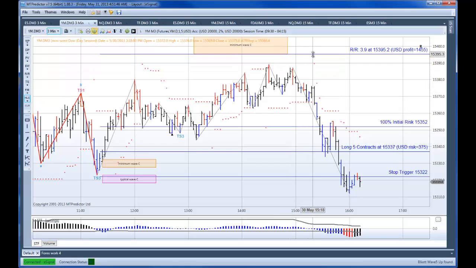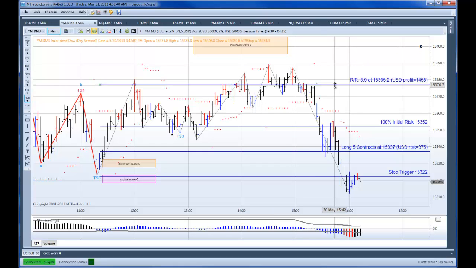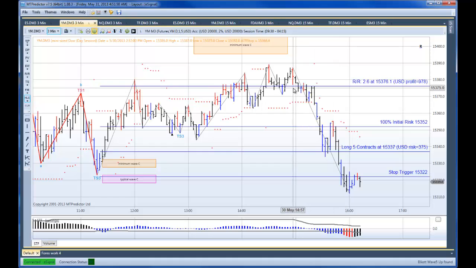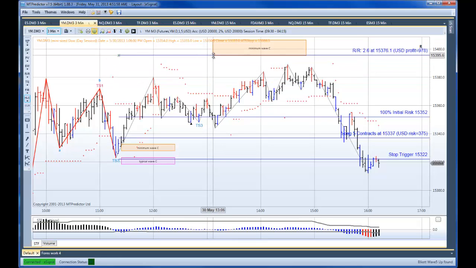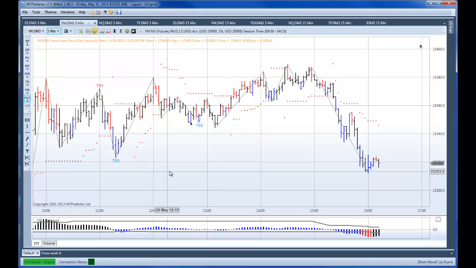So the sensible thing to do would have been to just start to trail your protective stop just below the bar lows, and in this case lock in plus 2.6R profit. That was the first thing you should have looked at. Were there any other reasons why you'd be looking to protect your profit on the YM?